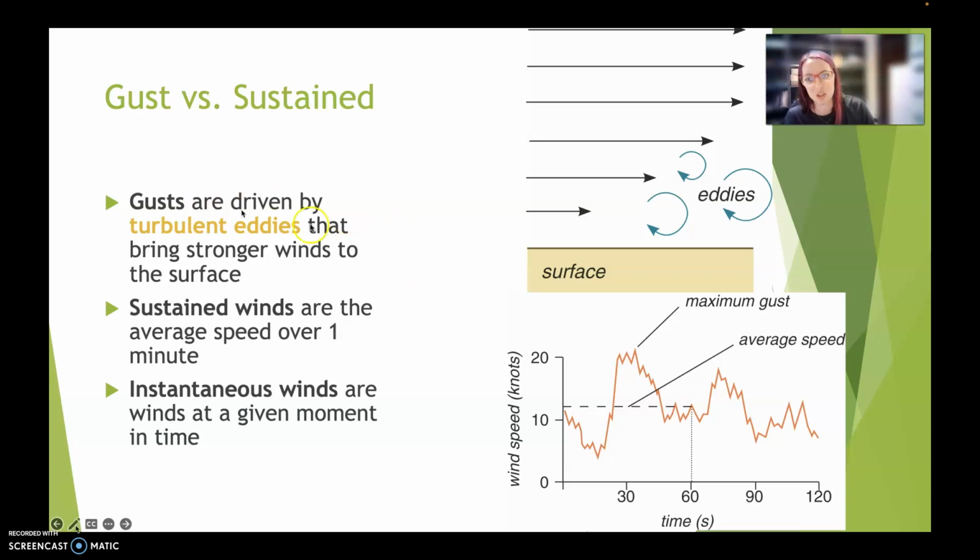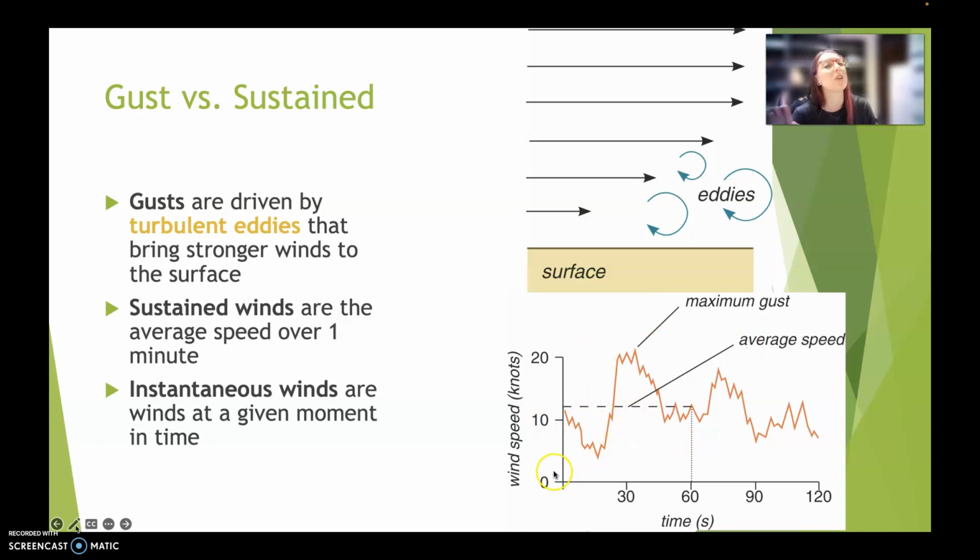So that's kind of a difference between wind gusts versus instantaneous wind. But consider this little graph here at the very bottom. We have time on the x-axis and wind speed in knots on the y-axis. You can see how much the wind varies, right? It kind of looks like a really crazy EKG, like a heartbeat kind of thing.